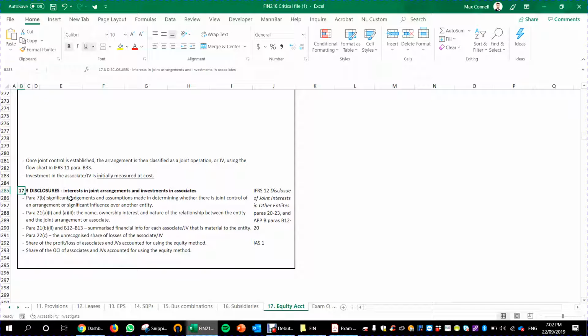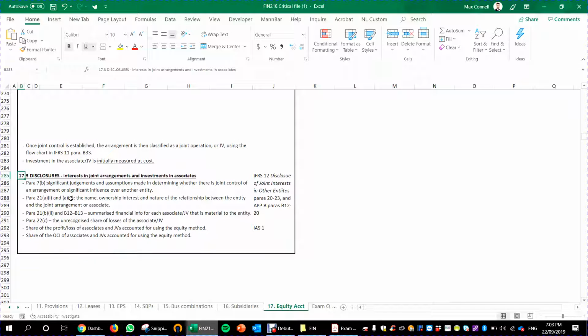And here are some disclosures which you should include. Generally, you won't get a disclosure question in an exam, but if you do, I'd just refer back to the notes rather than knowing it off the top of your head, because they are quite specific and not something you need to know off the top of your head.